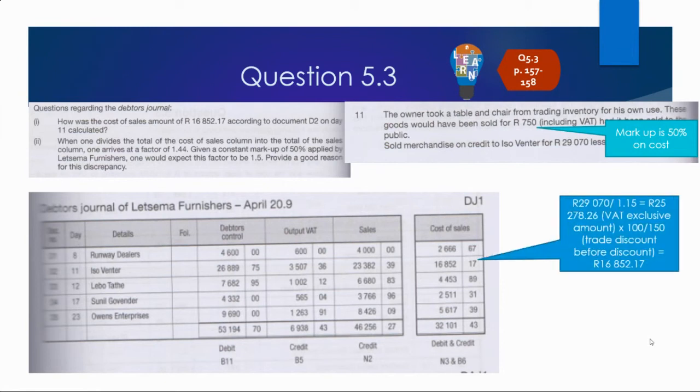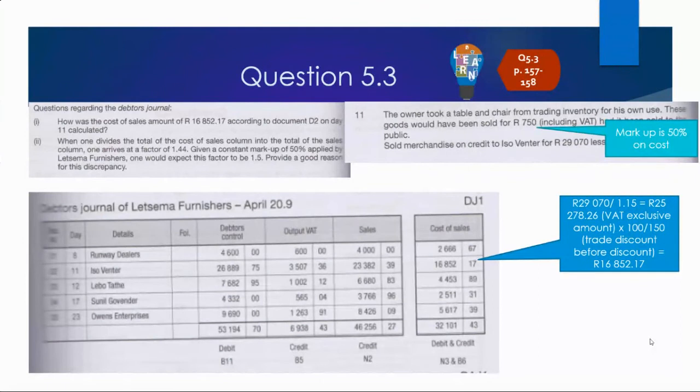Okay, sorry, I forgot to put the markup there. So we take the 29,070. You can also divide it by 1.15, which will also give you the exclusive amount. And then you do the trade, multiply with the 100 over 150. So that is the markup before trade discount to get to that amount. Or you can apply the trade discount, the markup first, and then remove the VAT. You can do it either way around. You will get to the same answer.